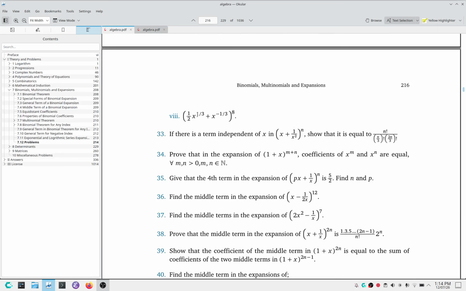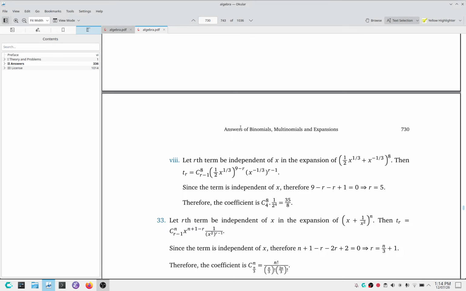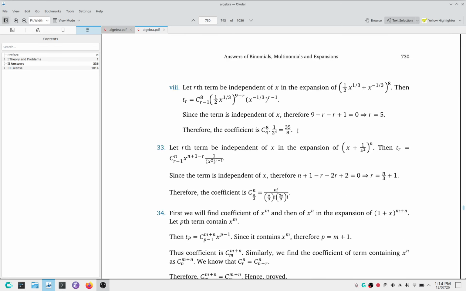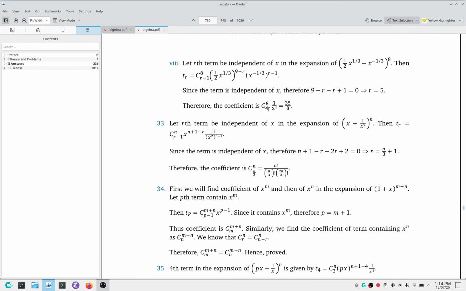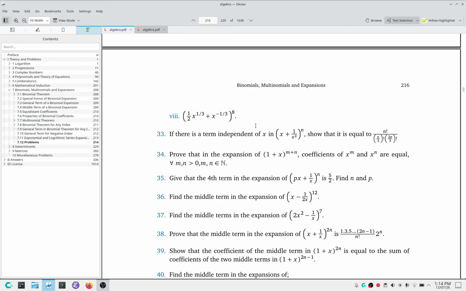Last question of this particular exercise is 1 upon 2 x raised to the power 1 upon 3 plus x raised to the power minus 1 upon 3, to the power 8. So we see that powers of x are symmetric. Therefore the middle term, that is the fifth term, is there. So the fifth term would be independent of x. So we get r is equal to 5, and the fifth term is 8C4 times 1 upon 2 raised to the power 4, which is equal to 35 upon 8.